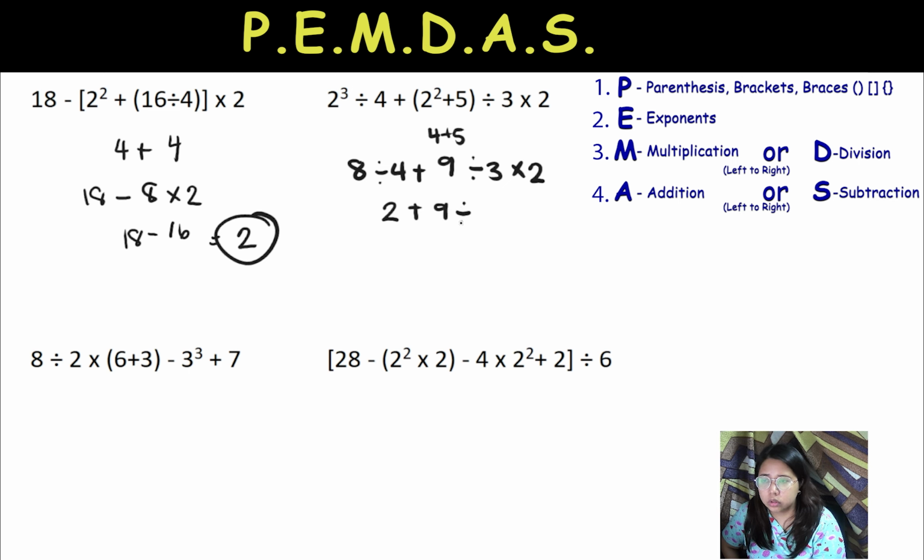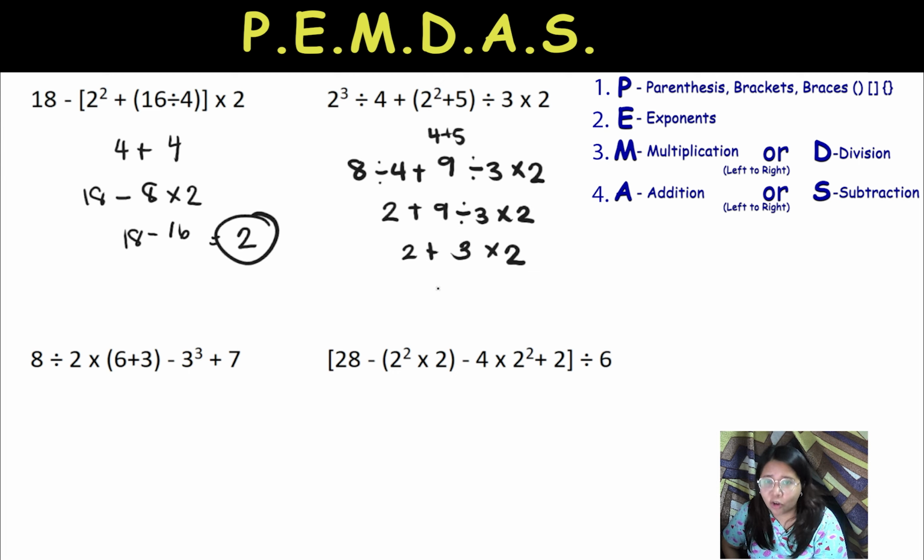So, 3 times 2. Okay. So, ganun ulit, no? Multiplication or division comes first. In this case, ang sumunod naman natin na equation is 9 divided by 3. So, solve natin yan. 9 divided by 3 is equivalent to 3. So, baba ulit natin yung rest ng equation natin. Okay. So, ang equation na natin ngayon is 2 plus 3 times 2.